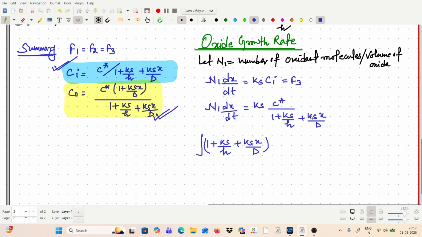Okay, the whole denominator term goes into dx. And now another thing, ks by n1 c star dt. Okay, all are constant. So we can also write it like this: dt integration and this dx, variable separable.